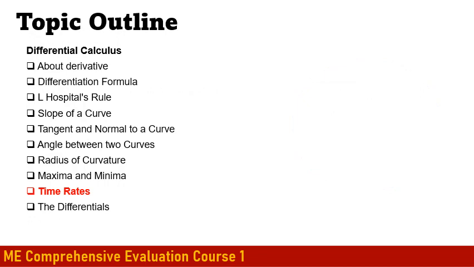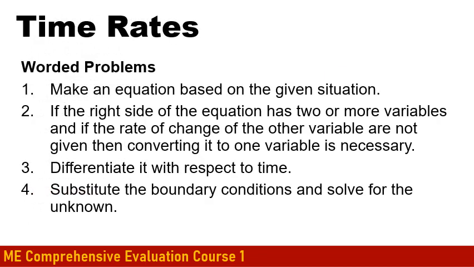Let's proceed to time rates. So for time rates, here are the suggested steps in solving. Make an equation based on the given situation. If the right side of the equation has two or more variables, and the rates of change of the other variables are not given, then converting it to one variable is necessary.